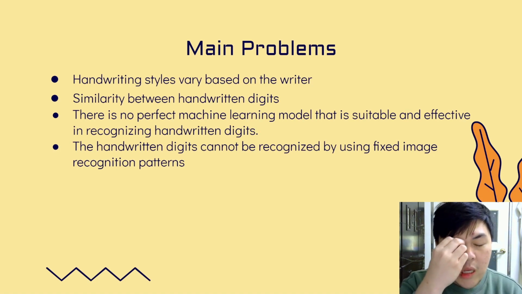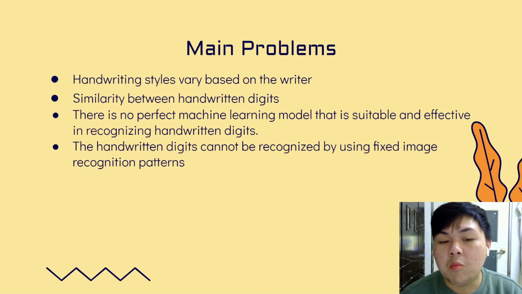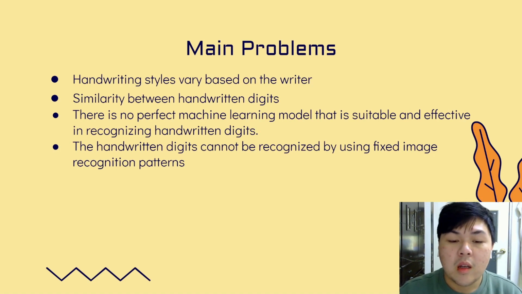The third one is that there is no perfect machine learning model that is suitable for and effective in recognizing handwritten digits. Different researchers use different models, but no model is perfectly suited for recognition of handwritten digits. This issue is the focus of this project, and the efficiency and accuracy of the proposed model is also evaluated. The last one is that handwritten digits cannot be recognized using fixed image recognition patterns because they are different for different writers.